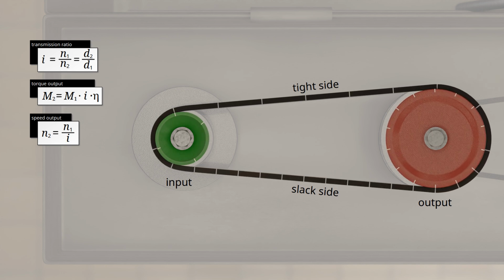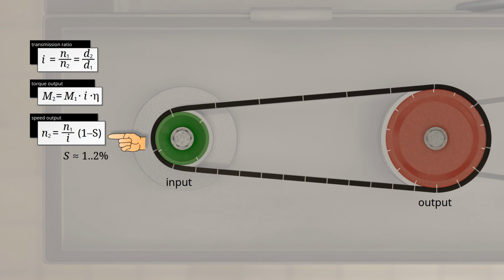Therefore, if the drive pulley is generally moving faster than the belt and the driven pulley is moving slower, the circumferential speeds of the pulleys will no longer be the same. Ultimately, there is a loss of speed and therefore a loss of rotational speed. The loss of speed is in the order of 1 to 2%. It should be noted that slippage only affects the speed conversion, but ultimately has no effect on the belt force and therefore on the torque conversion.